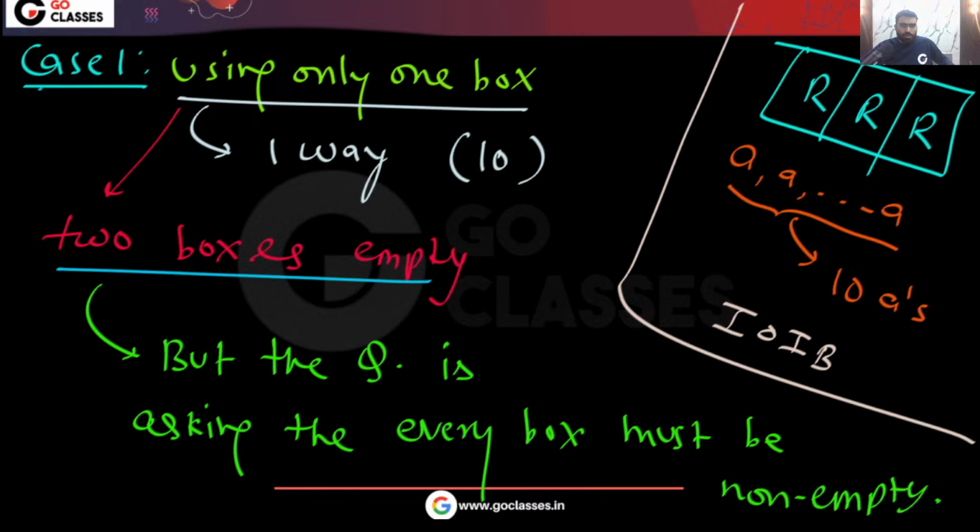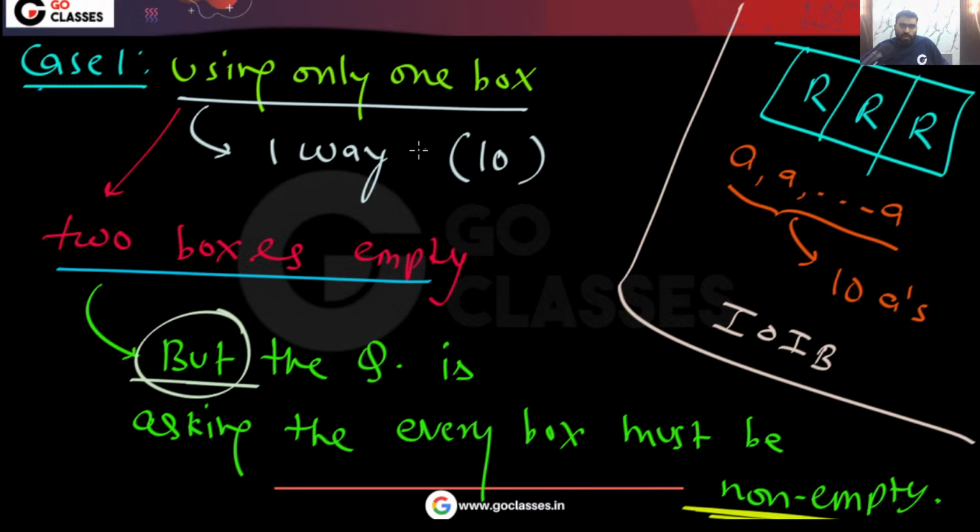Okay, so this case you cannot consider. Remember this case number 1, you cannot consider. And I think this will be a silly mistake, right? Did you make this silly mistake? This silly mistake is possible because the question is saying that all the boxes must be non-empty. Every box must be non-empty. I think this silly mistake is very much possible, that you can consider this case, that using only one box.